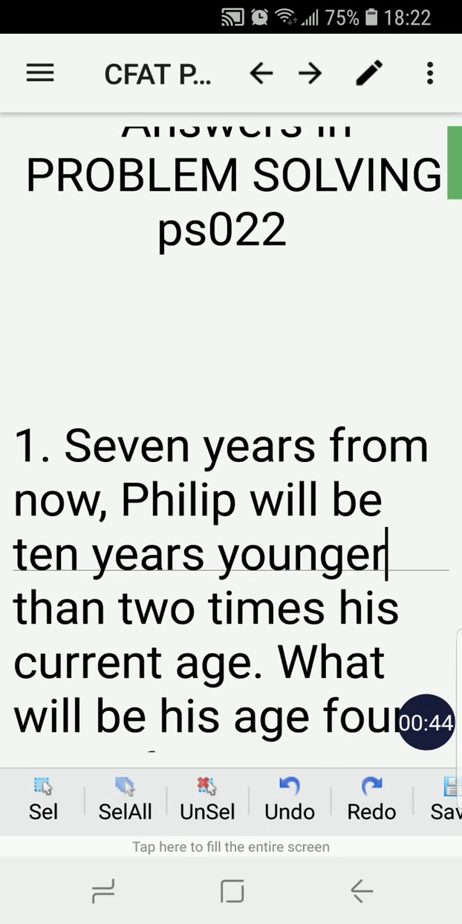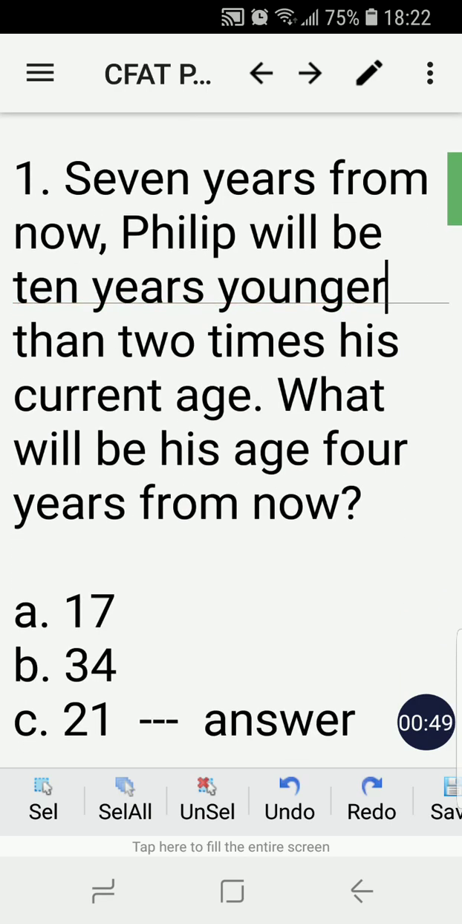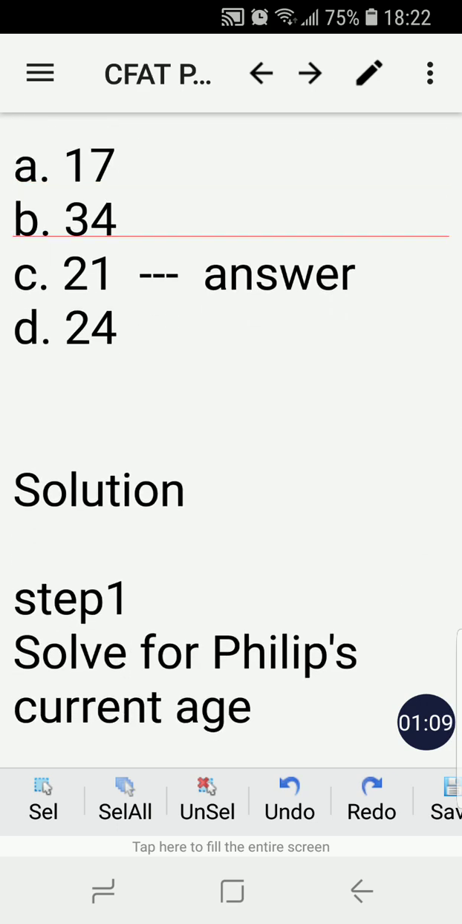Starting right away with number 1. 7 years from now, Philip will be 10 years younger than 2 times his current age. What will be his age 4 years from now? Here are your choices, and the correct answer is 21.